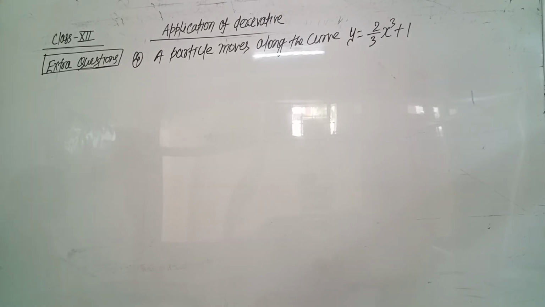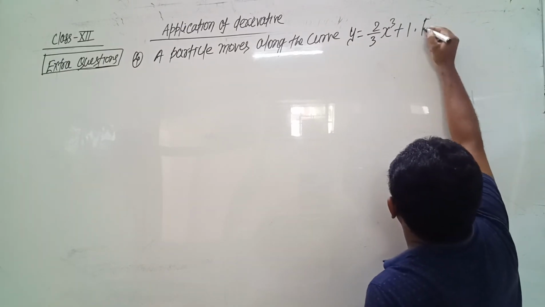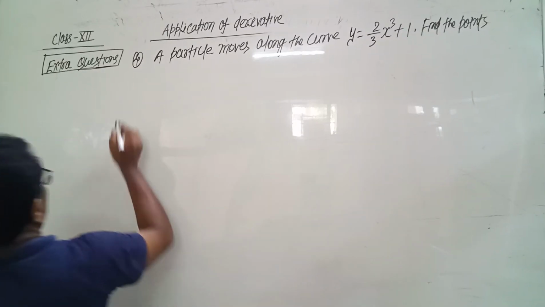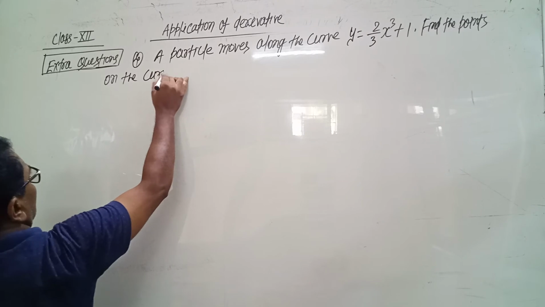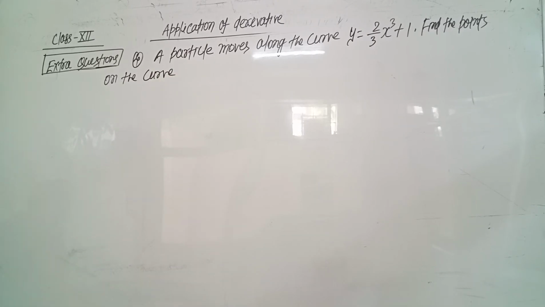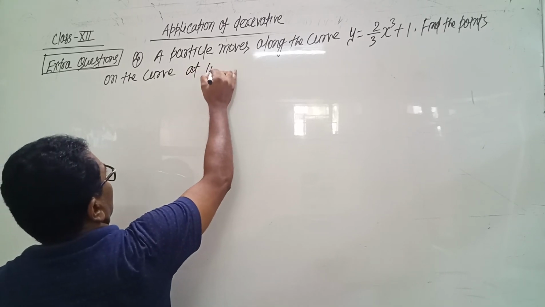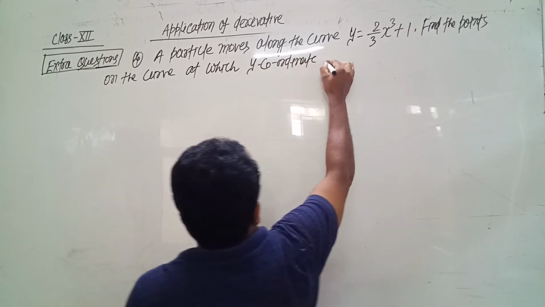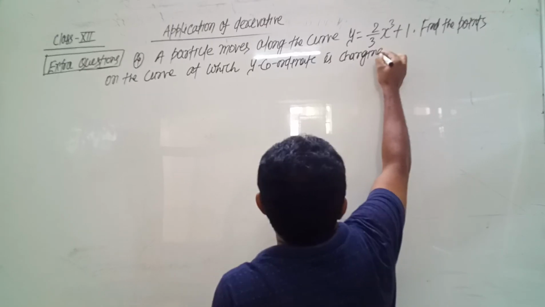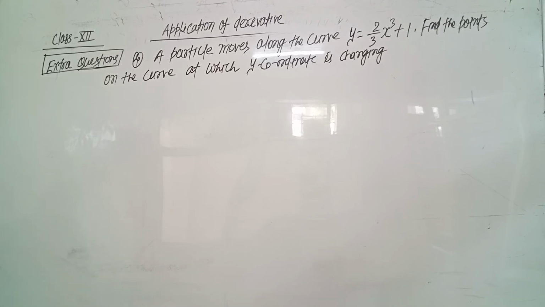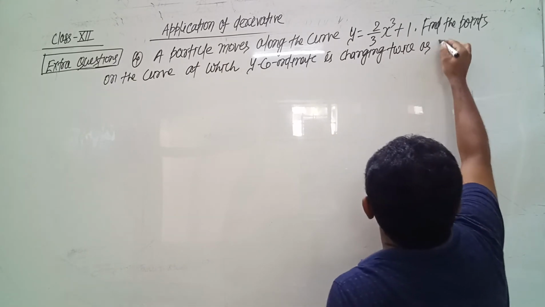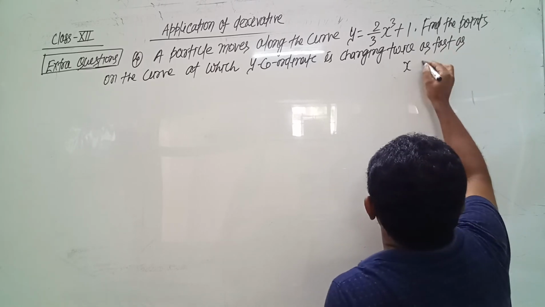Find the points on the curve at which y coordinate is changing twice as fast as the x coordinate.